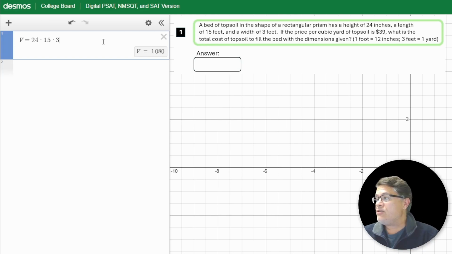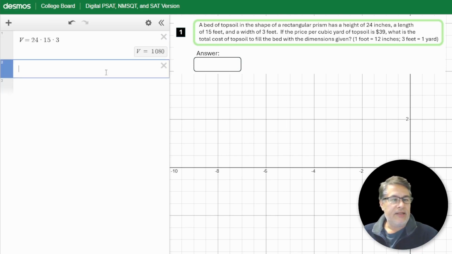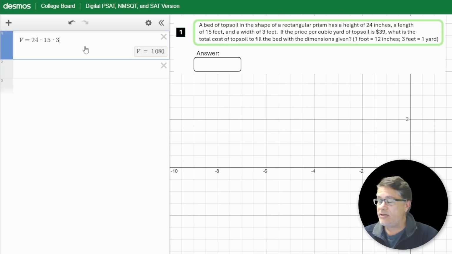Why? Because the price is $39 per cubic yard, and our goal is to get the total cost. So the key to the problem is we need to see that the total cost for all the topsoil will be the price per cubic yard, which is $39, times the volume, okay? So let's get the volume first. So this is not correct because each of these has to be adjusted into yards.